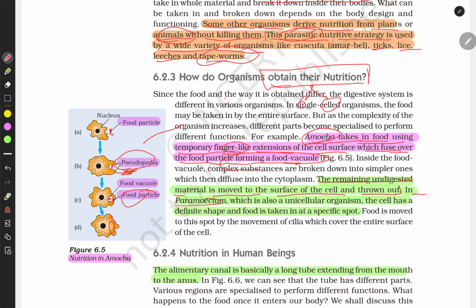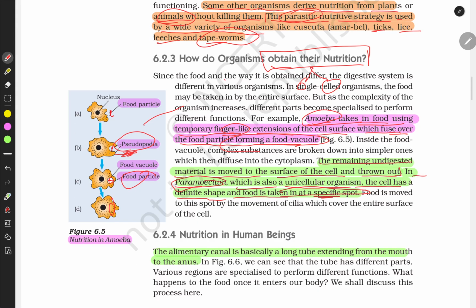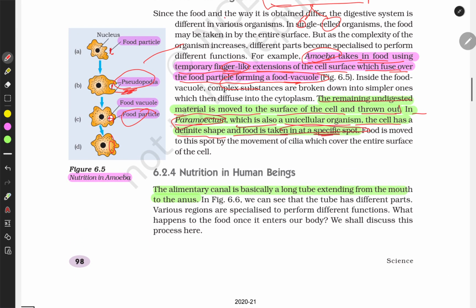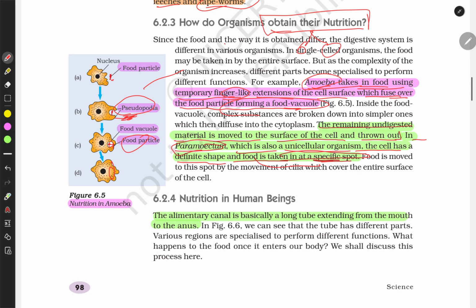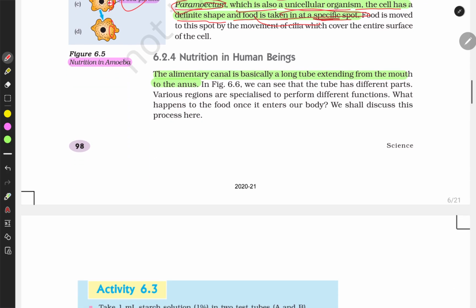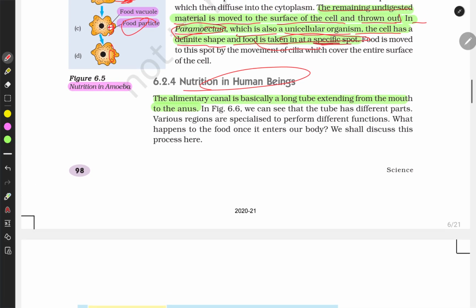In paramecium, which is also a unicellular organism, the cell has a definite shape and the food is taken in at a specific spot. So in a paramecium there is a specific spot for the intake of food, but in amoeba there is no specific spot. It takes food by extending its outermost layer, like a finger-like extension, which fuses over the food and takes it inside the amoeba. And let's talk about nutrition in human beings.